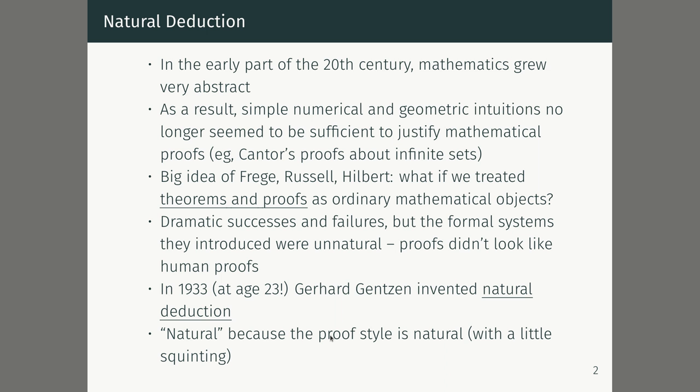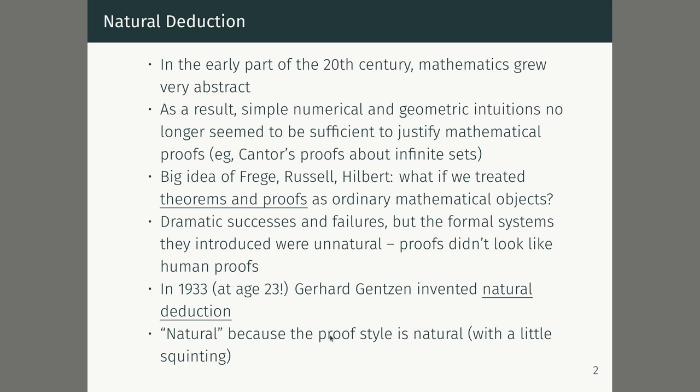So to understand where formal logic comes from, we have to go back 100 years. At the very early part of the 20th century, mathematics had grown very, very abstract. And as a result, the simple numerical and geometric intuitions that people used to justify their mathematical arguments no longer seemed strong enough to justify the mathematical proofs that mathematicians were inventing. So, for instance, when Cantor did his famous proof about there being different sizes of infinity, other mathematicians were very, very dubious. Kronecker infamously said, "This is not mathematics, this is theology." And so people were really worried, what if we mess things up?